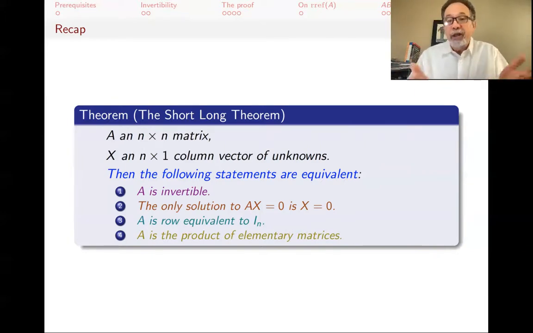So among other things, what this theorem says is that any invertible matrix in the world is one that you get from the identity matrix by doing elementary row operations. Now, if you do just one elementary row operation, you get an elementary matrix. But if you do more, you get more complicated things. But that's what the world of invertible matrices is.